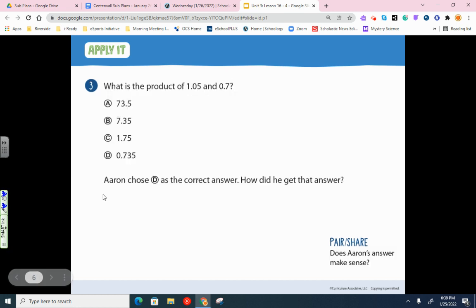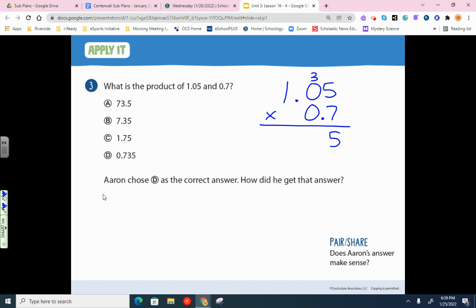Next question. What is the product of 1 and 5 hundredths and 7 tenths? 1 and 5 hundredths. Here is 7 tenths. 7 times 5 is 35. 7 times 0 is 0, but that 3 has to come down, and 7 times 1 is 7. We have a 0 here, but you don't have to do anything with it because anything you multiply it by is going to give us 0. So let's stay with the 735.